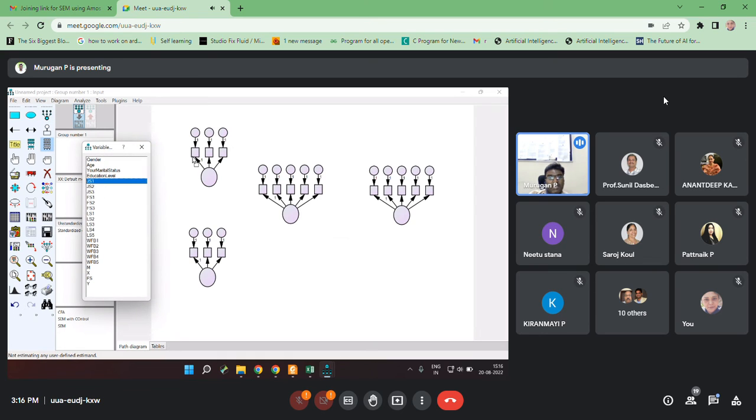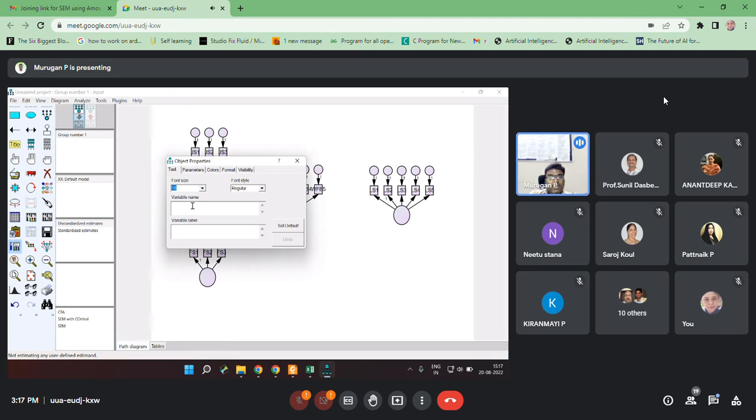So now let me drag the JS items here, JS2, JS3, then FS1, FS2, FS3, then LS1, LS2, LS3, LS4, LS5, WFB1, WFB2, WFB3, 4, 5.